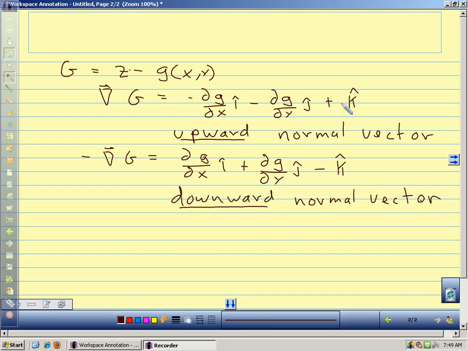So for our upward normal vector, my k component is positive. For my downward normal vector, my k component is negative. And if we want a unit normal vector, we just divide our normal vector by the magnitude of del g. This is important because your problems will state, and we'll talk about it in just a minute, that we'll be finding the flux upward through the surface.